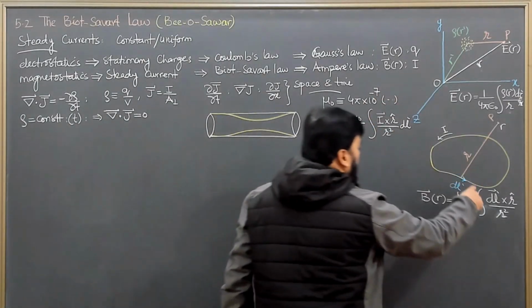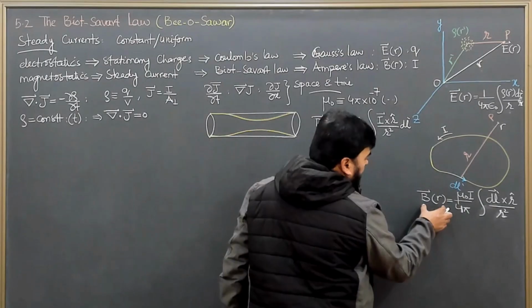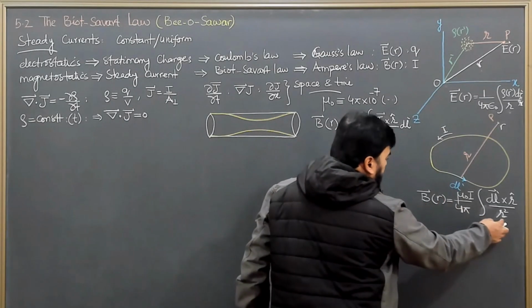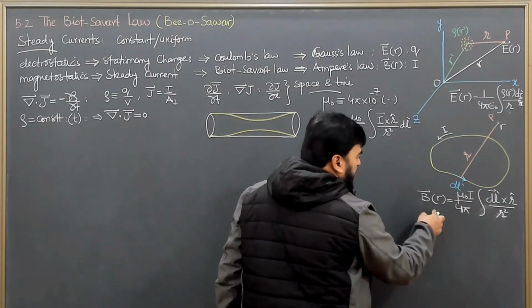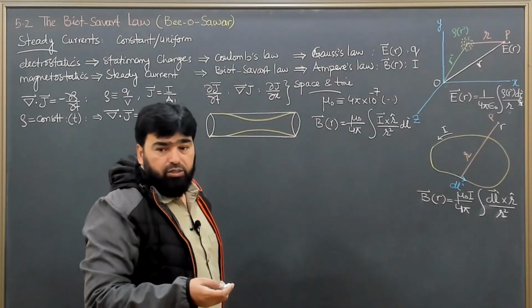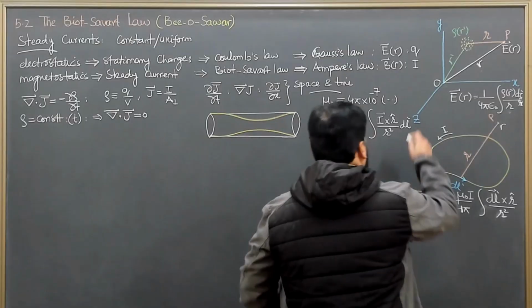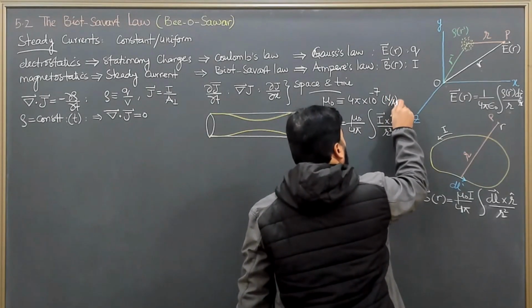So here, let me discuss this unit. This one from here, this will be Weber or we use Tesla, and here this will come out to be meter square, and when I come here, then it is ampere. So we can write its unit as Newton per ampere squared.